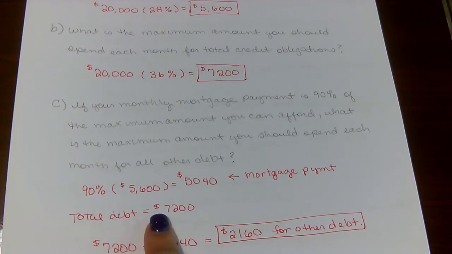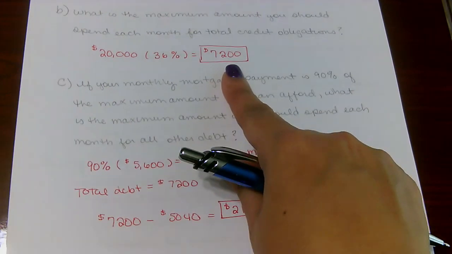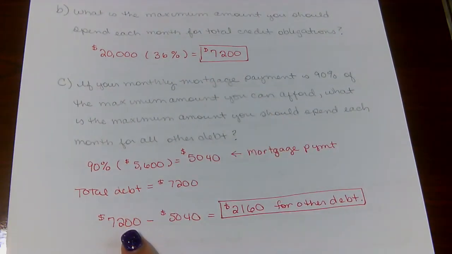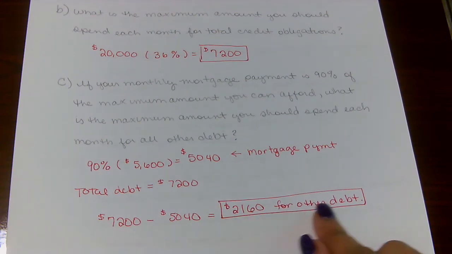Now, our total debt should not exceed $7,200. That was found in Part B. So how much in other debt could I have? Well, I'm going to start with the $7,200 and subtract my mortgage payment of $5,040. That means you should not have more than $2,160 for all your other combined debt.